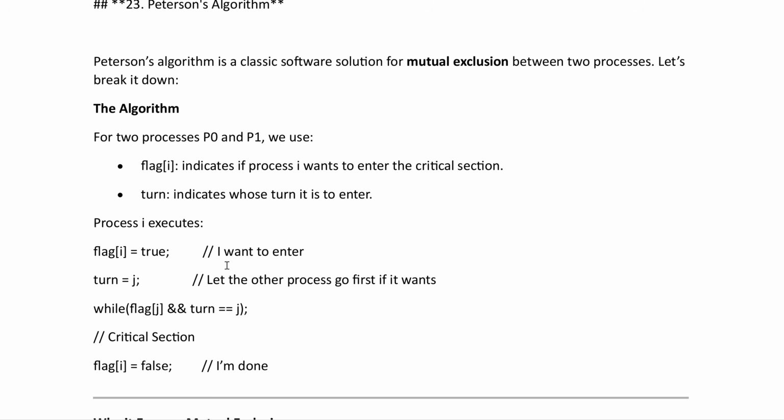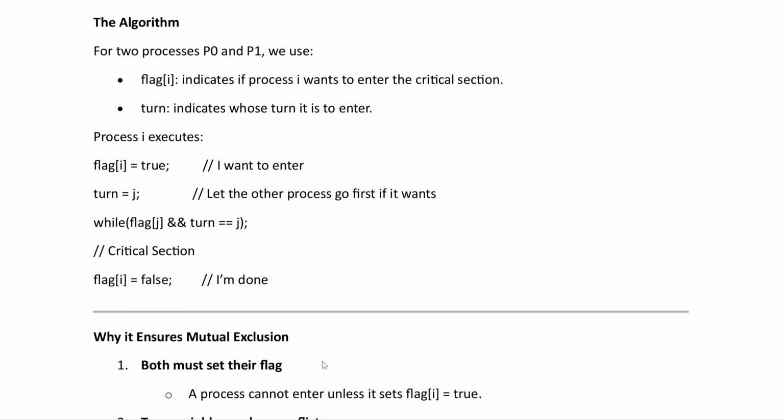Process I executes flag I equal to true, meaning that process I wants to enter the critical section. Turn equal to J means let the other process go first if it wants. Then we have the while condition, and flag I equal to false means that process I is saying I am done. This statement says that process I has finished executing in its critical section.